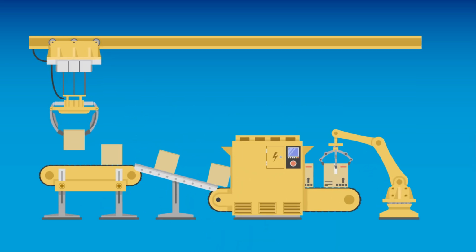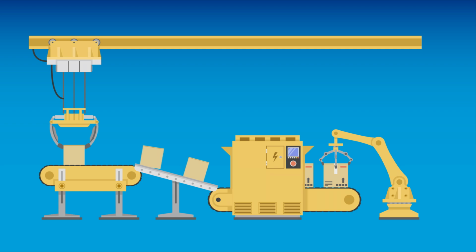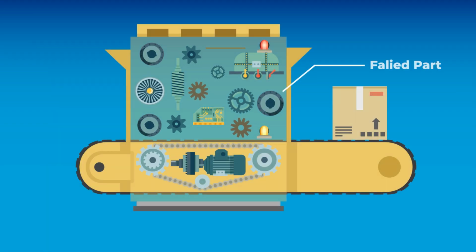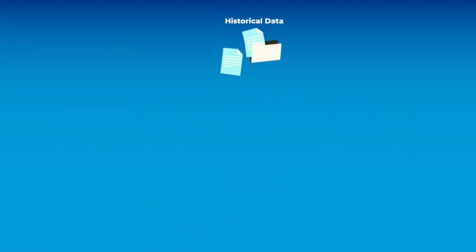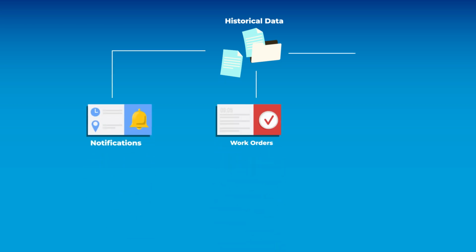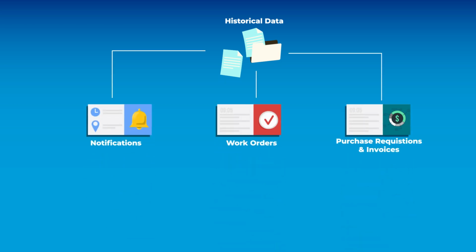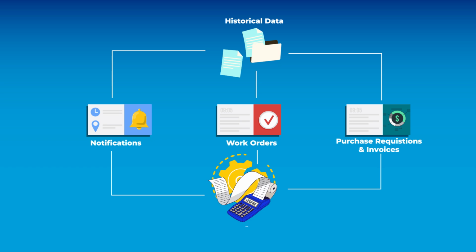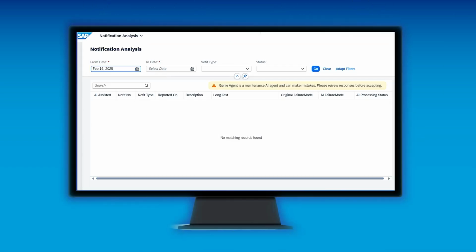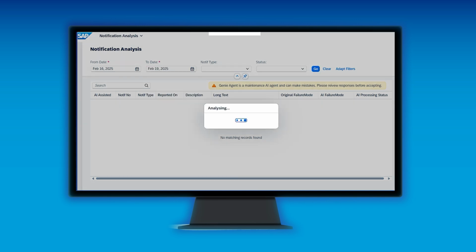Subcomponent analysis. Genie dives deep into corrective work order data to pinpoint root causes at the sub-equipment level. Genie interrogates historical data from notifications, work orders, purchase requisitions and invoices to uncover patterns in sub-equipment damage and associated costs. Log in, apply filters to narrow down notifications, and select an open case.